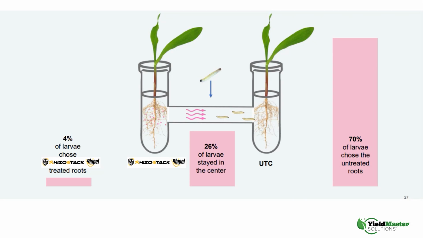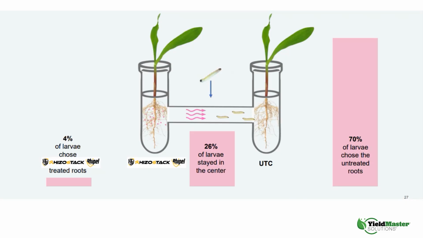On the right was the untreated check. They essentially had two test tubes. They put a pile of larvae and soil in between the two and released them, kind of like if you've ever seen wiener dog races or minnow races at the bar. It's the same concept: they put them in there to see which way they would go, to the untreated check or to the RhizoStack Rhipel. When they did this, 70% of the larvae took a right and went to the untreated roots.